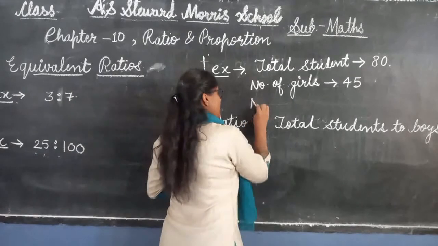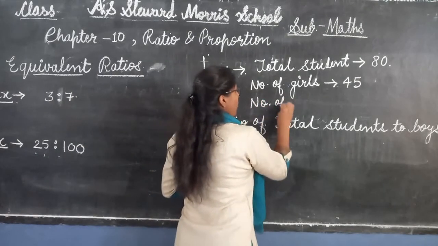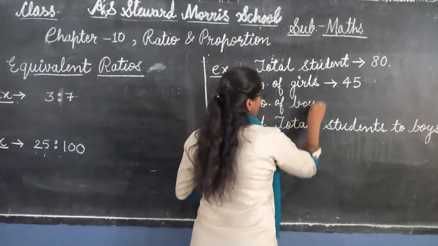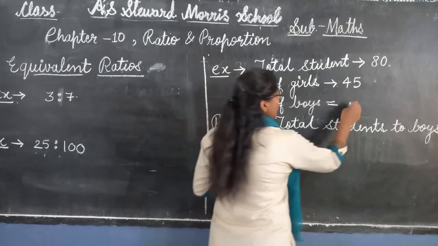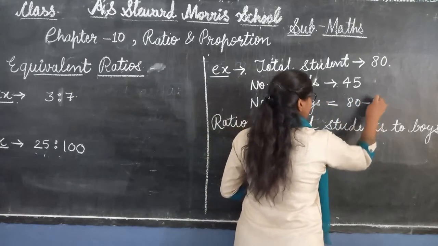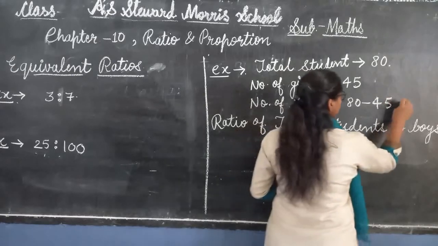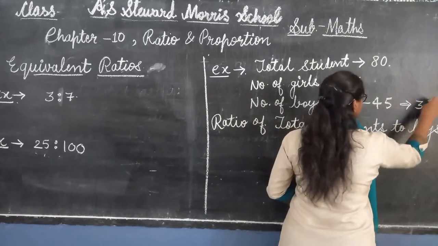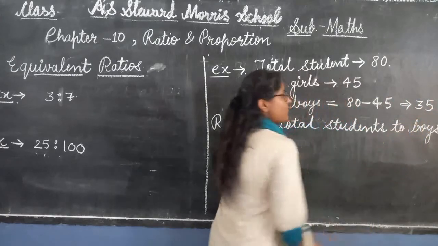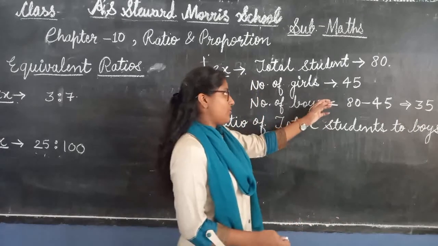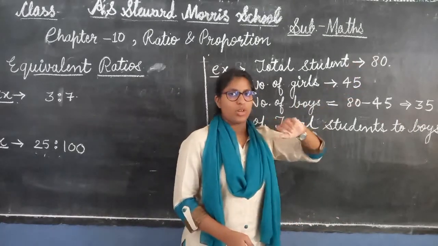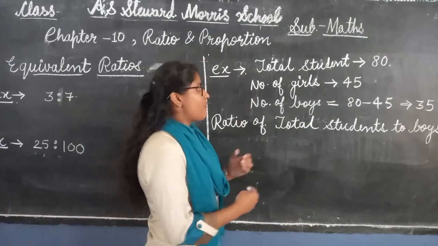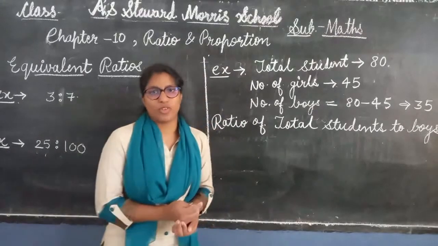So here we are writing the number of boys in a school is 80 minus 45. That is 35. Okay. So 35 are boys in a school, 45 girls and 80 total number of students. Now we can find each and every type of ratio here.